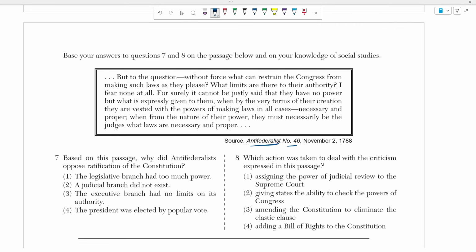For surely it cannot be justly said that they have no power, but what is expressly given to them, when by the terms of their creation they are vested in the powers of making law, in all cases necessary and proper. When they have the nature of the power, they must necessarily be the judges of what laws are necessary and proper.